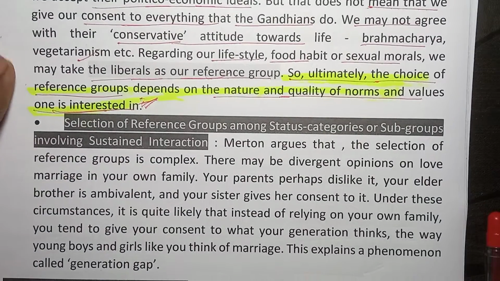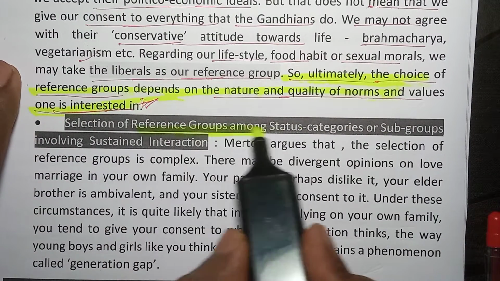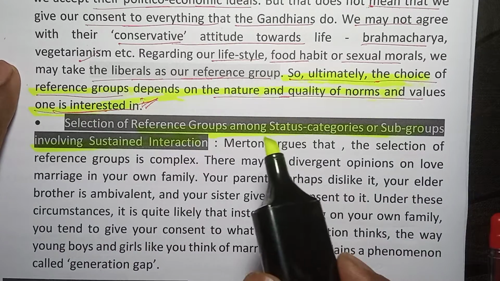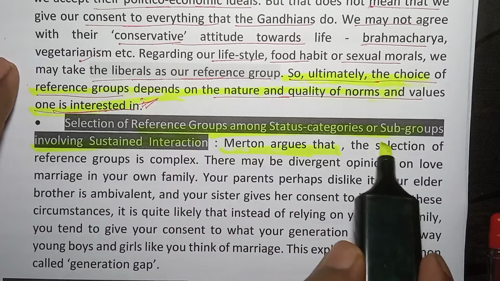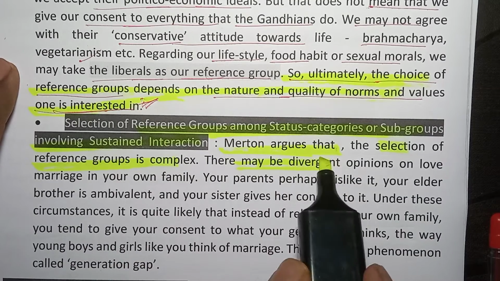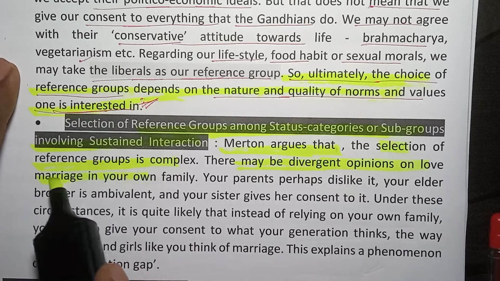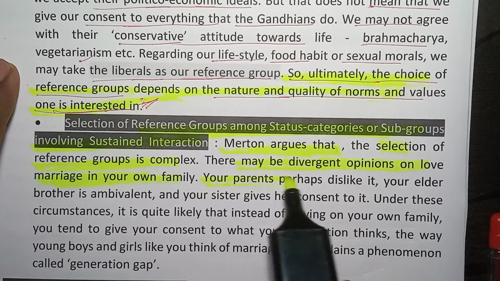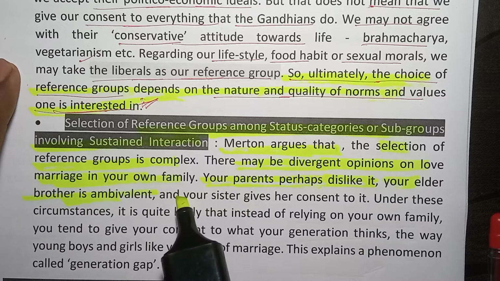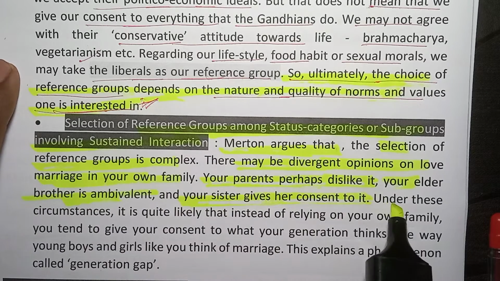Now, selection of reference groups among status categories or subgroups involving sustained interaction. Merton argued that the selection of a reference group is complex. There may be divergent opinions on love marriage in our own family. Our parents perhaps dislike it, our elder brother is ambivalent and our sister gives her consent to it.